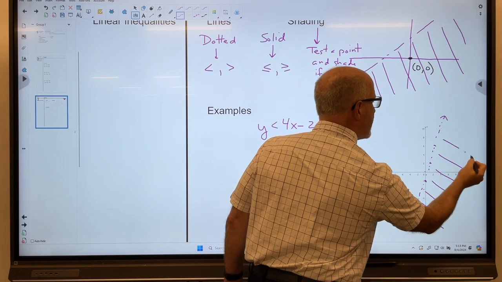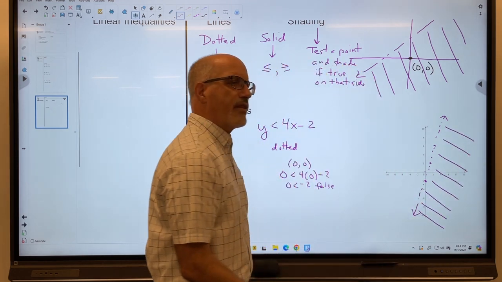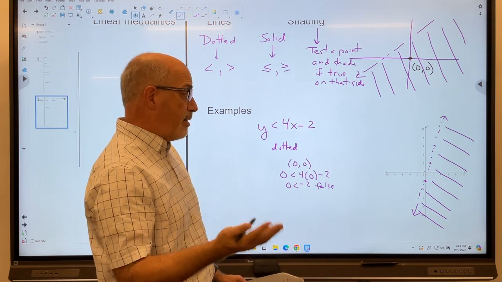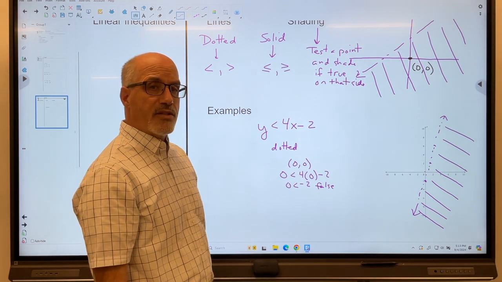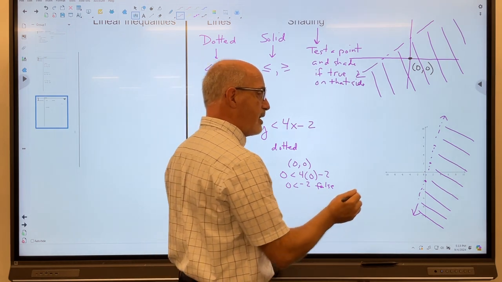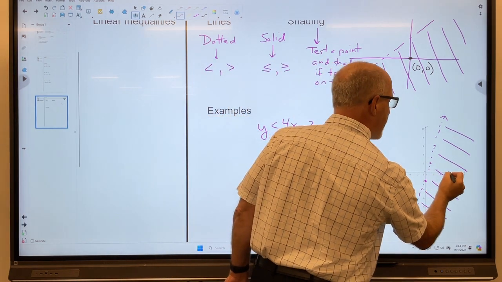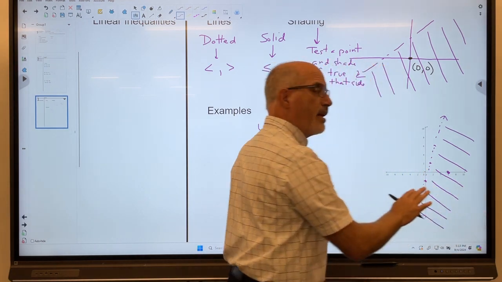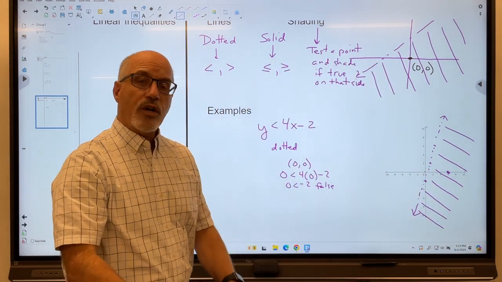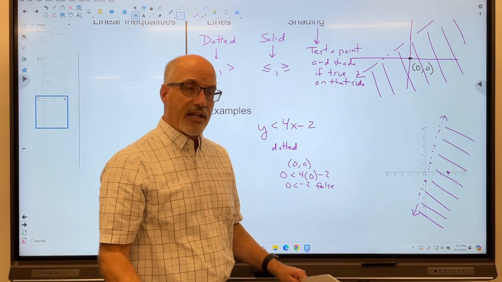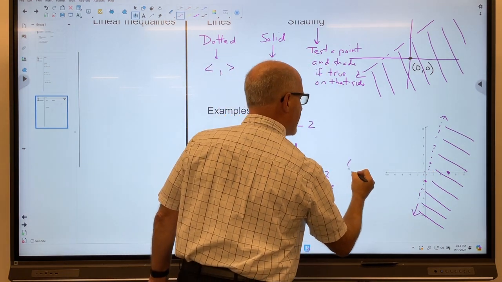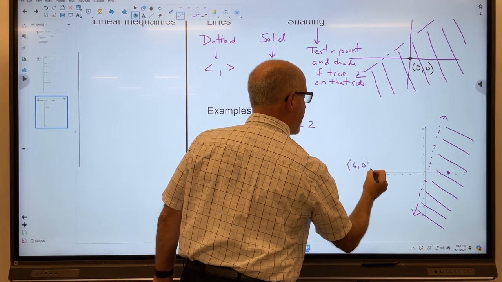Now just to convince you that that's all you have to do for that process, you don't have to pick a point on the other side to see if it works. But let's do that. Let's pick a point on the other side and see if it makes a true statement. So I'm going to pick this point right here. Any point. You could pick a point way over here. If one works, all of them on that side would work. So I'm going to pick this point 6, 0.